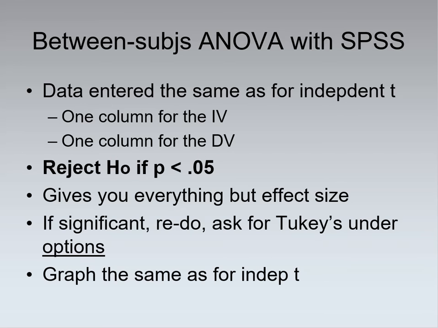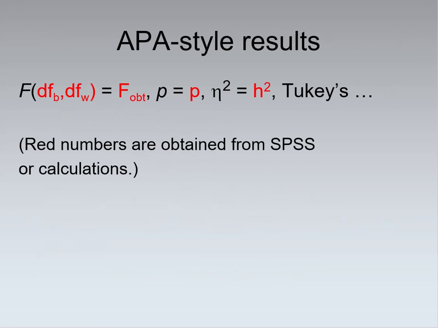For those that are going to be doing it with SPSS, one column for the independent variable, one for the DV, just like when we do an independent t-test. It gives us everything but effect size, and we'll do this together in class. Graphs the same as independent. APA style: F, degrees of freedom between, comma, degrees of freedom within, equals F obtained. We get our p-value. We have to calculate our eta squared and Tukey's. But let's take a look at a full picture of what our results are.